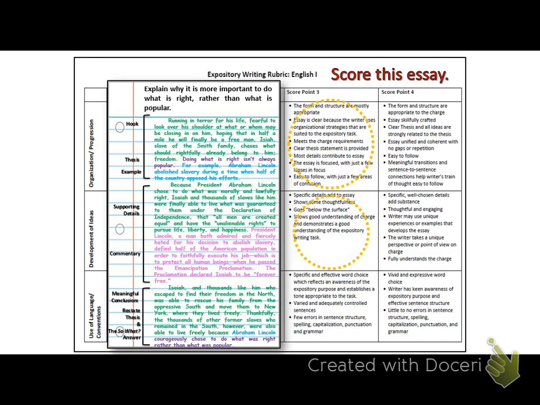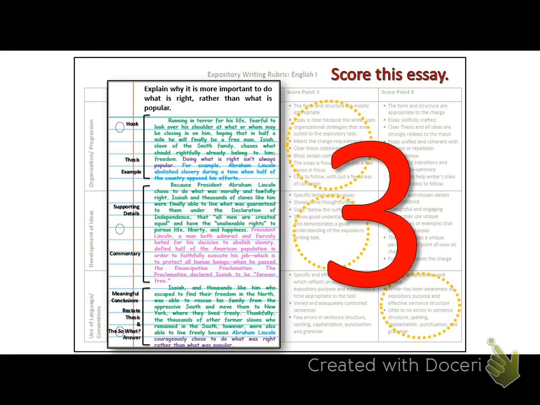And then for use of language and conventions, even though I have a misspelled word and I'm missing a comma in my rough draft, it's still pretty darn decent. So I'm going to give myself a score point 4. Thus, that results in a 3. It's not bad, but I can do better.